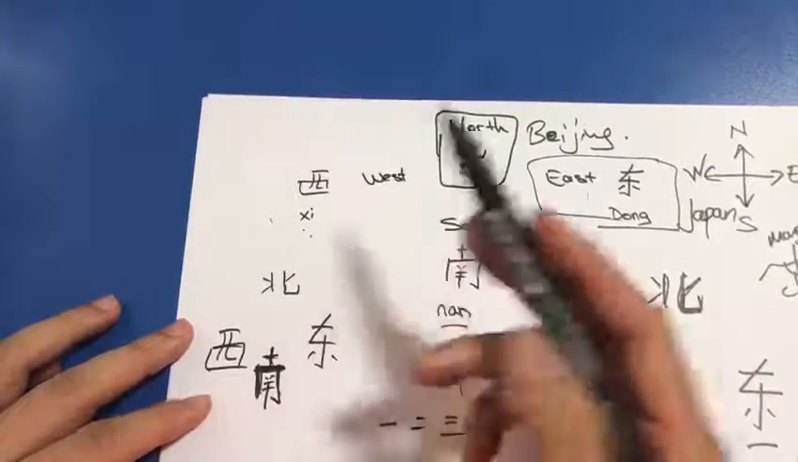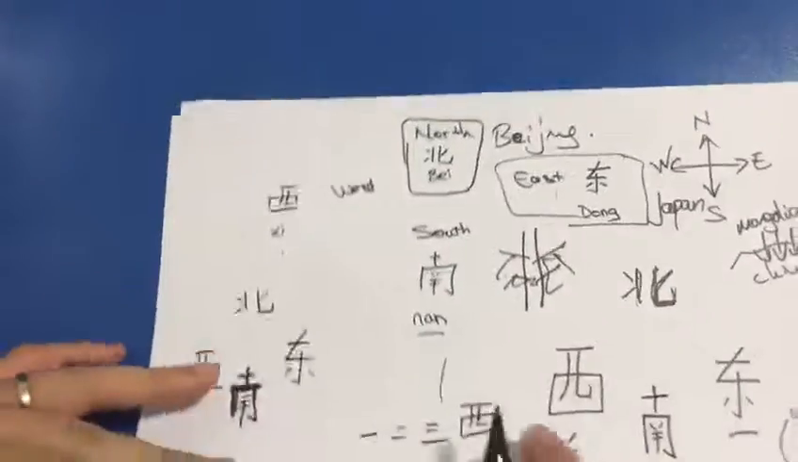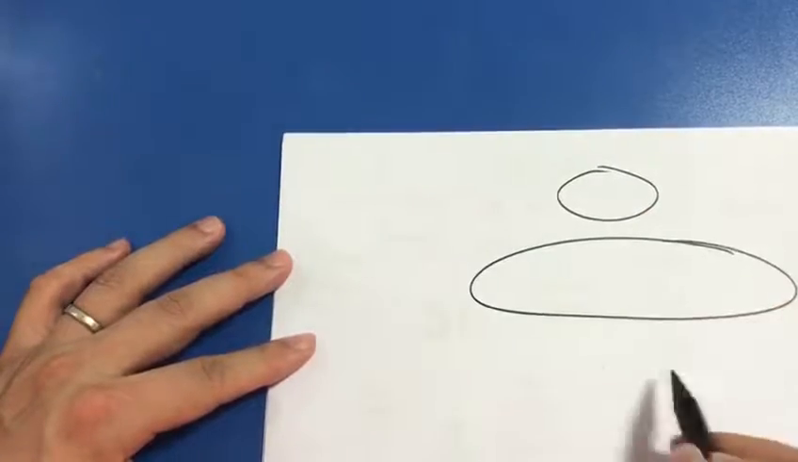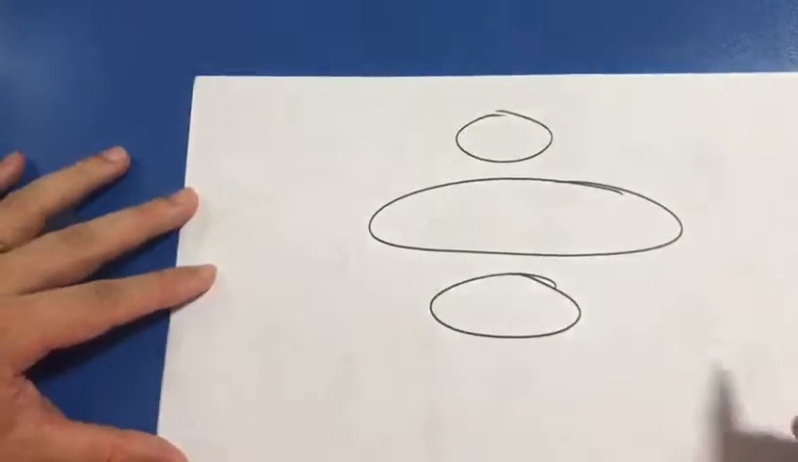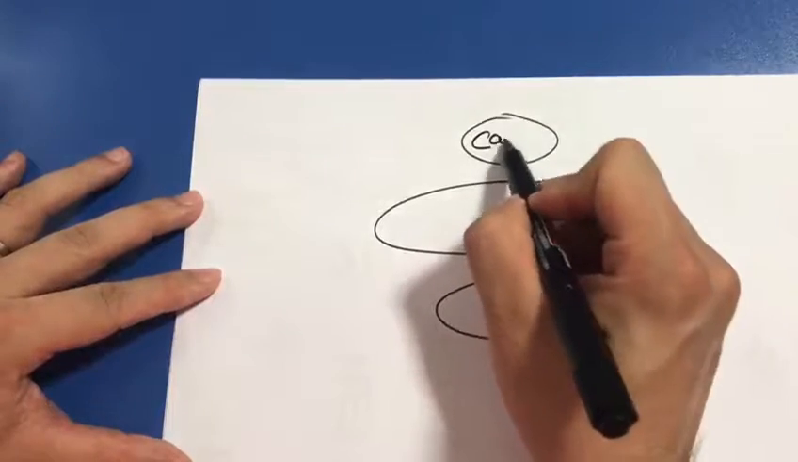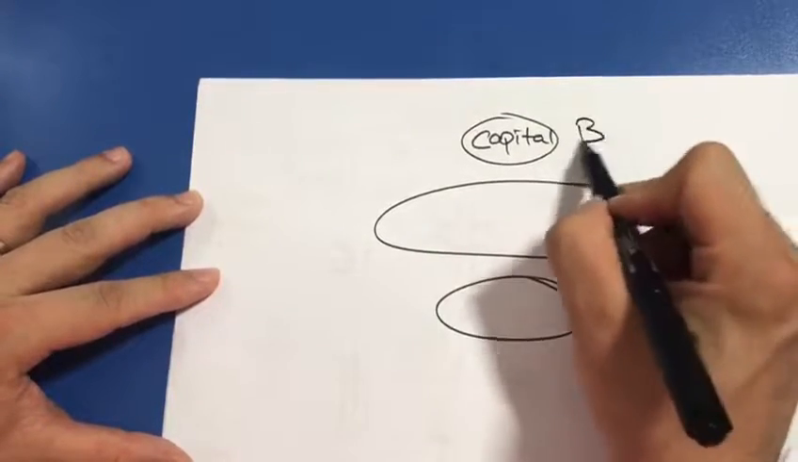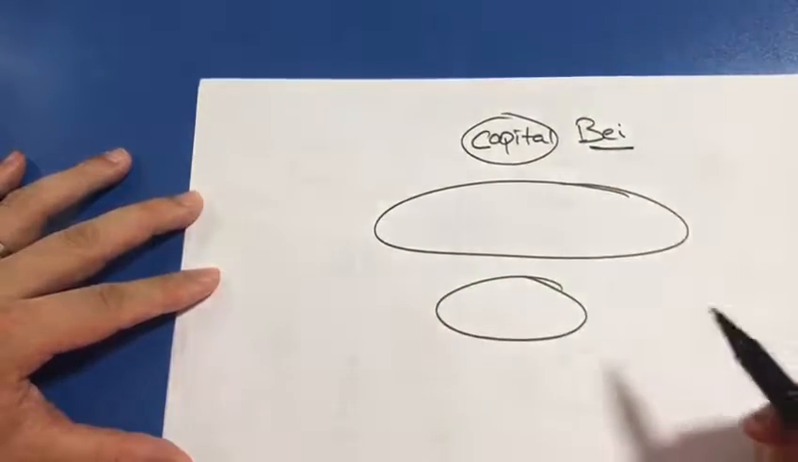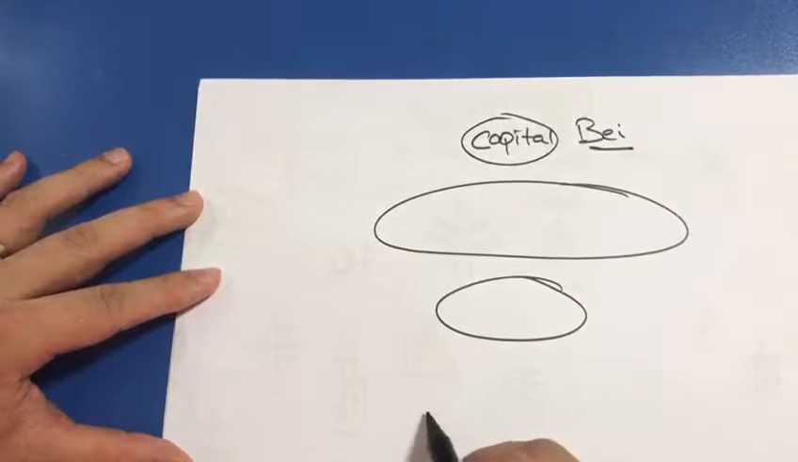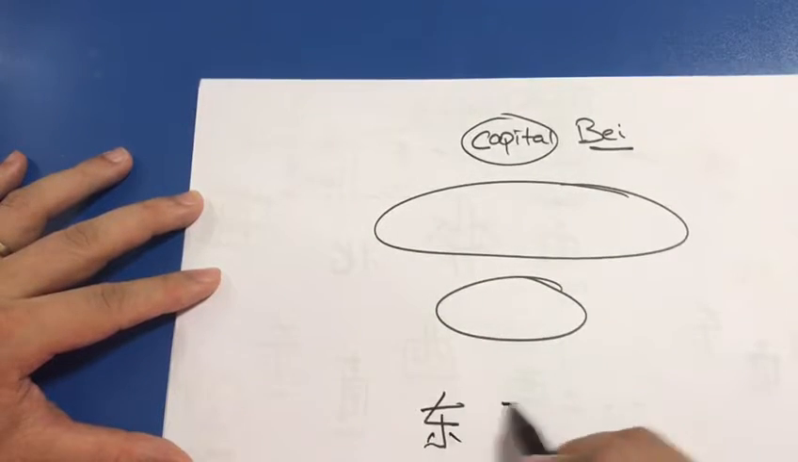And then after that, you've got the people in the west. So another way to go about remembering it, which is quite interesting, is 3 circles. 1 circle here, 1 circle here, and 1 circle here. Why do I say that? This one is the capital, Beijing. So that's why it's Bei, north. Now, there's a word called Dongxi. Dong and Xi.